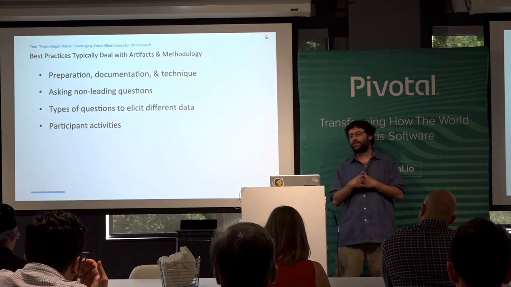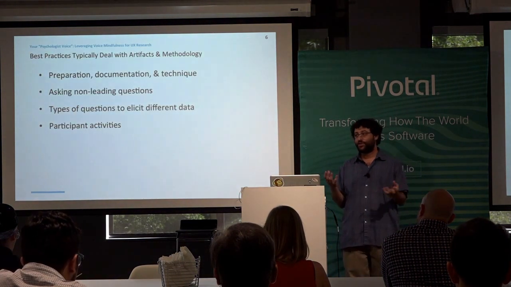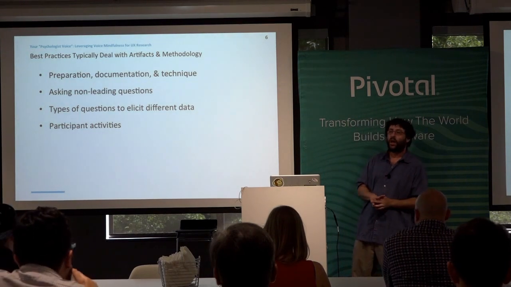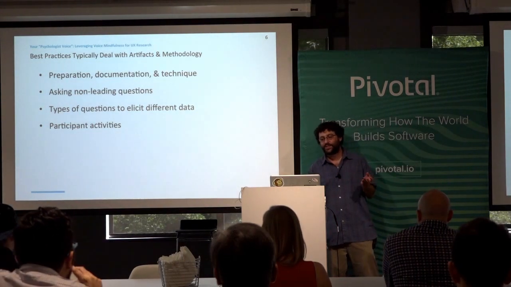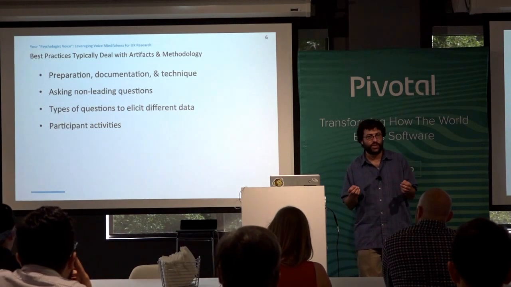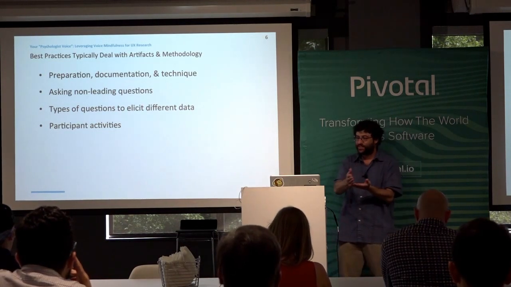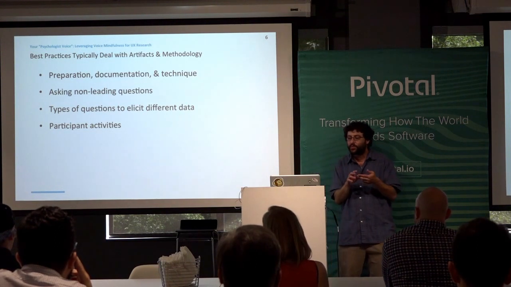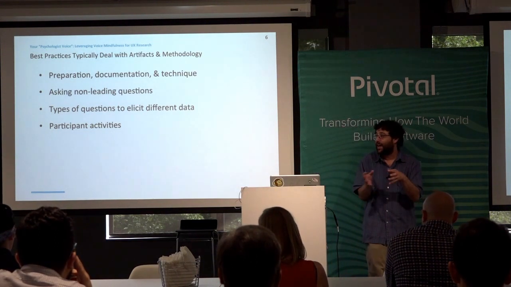So when we talk about user experience research, especially qualitative, and when we talk about the best practices, we typically deal with how to do it. What documentation do you need? What are the artifacts? What's the process in doing this? So all right, we talk about preparation, documentation, and technique. How do you do it?